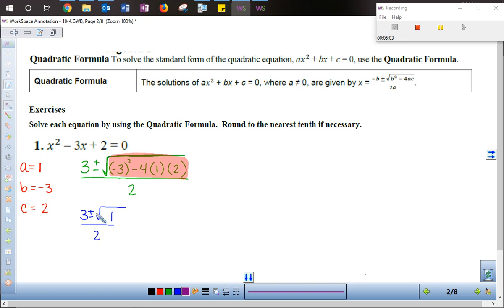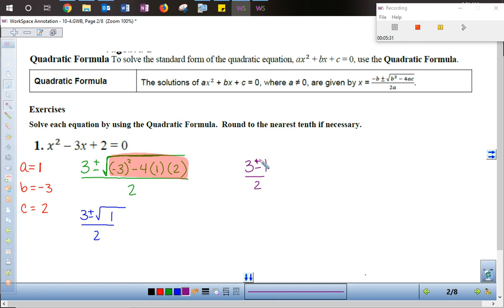Now the next thing we need to do is see if this is a nice number. So here I have the square root of 1, and I want to know if 1 is a perfect square number. Well, when we list out our perfect square numbers, 1 through 15, the first number on the list is 1, because 1 squared is 1. So since 1 is a perfect square number, we can take the square root of it. The square root of 1 is just 1, and that's going to give me 3 plus or minus 1 over 2.